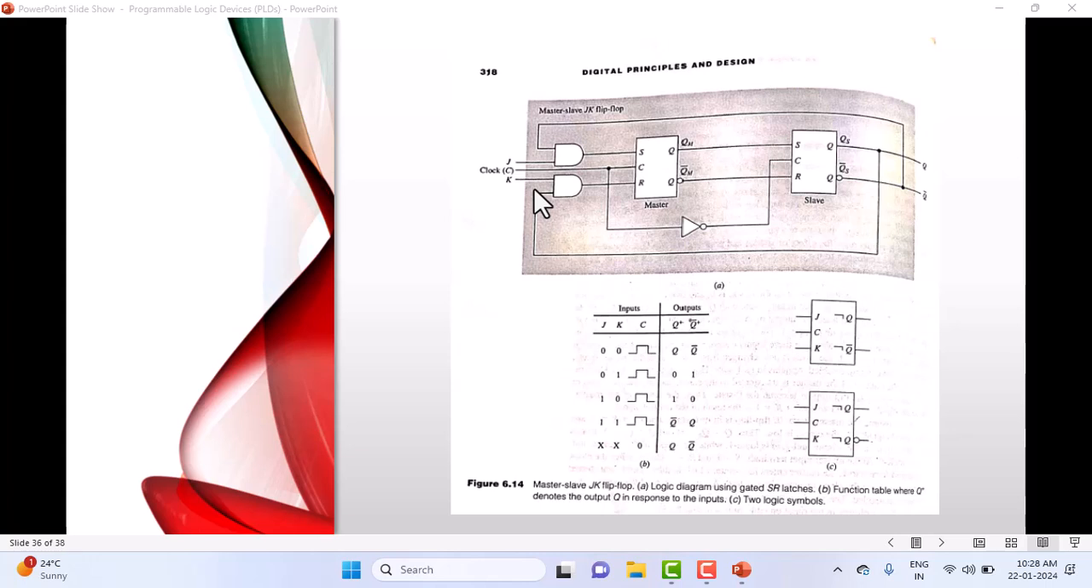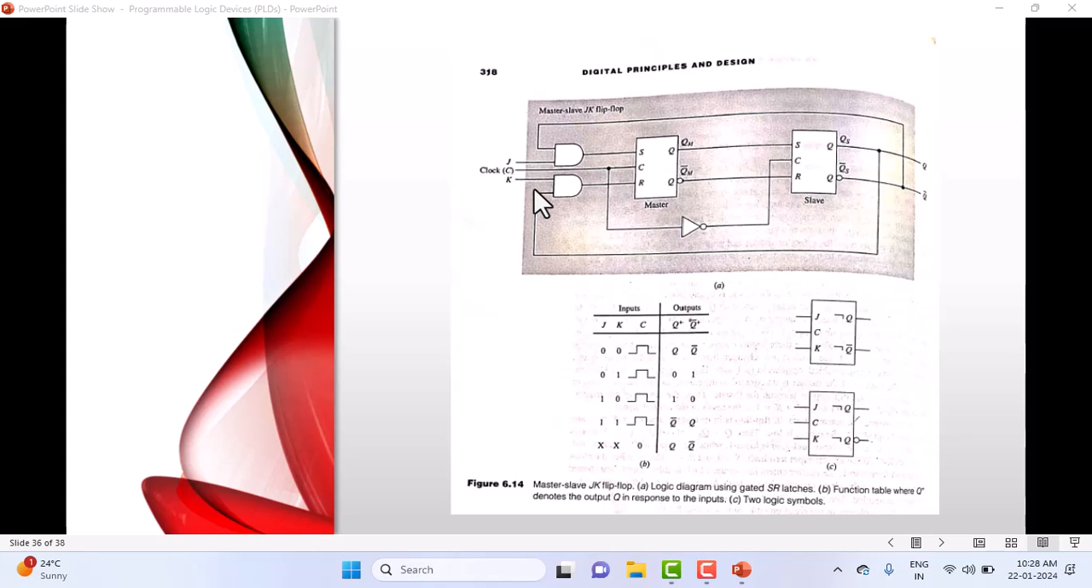The undefined state has been avoided, right? Earlier this was an undefined state. Now it has become a useful state. What is that useful state? Q bar and Q. Look here. Q plus, the next state, becomes the complement Q bar, and the next state complement becomes normal. That means toggle mode. This is called toggle mode.